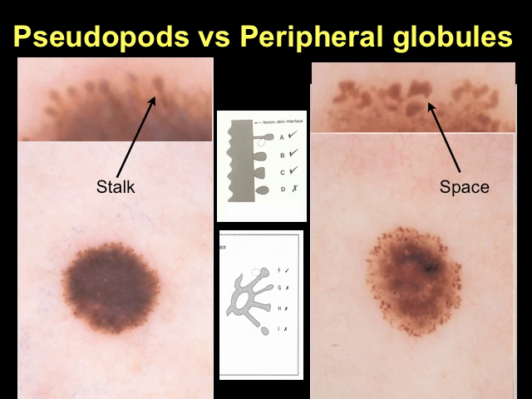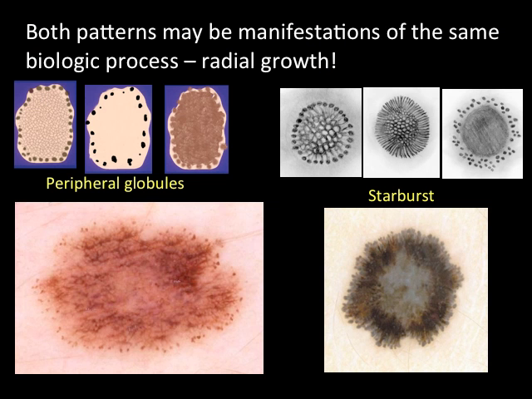Peripheral globules, on the other hand, have no stalk but instead have a space separating the globule from the main tumor mass, as can be seen in the lesion on the right. It appears that peripheral globules and streaks are manifestations of the same biologic process, namely radial growth. Peripheral globules present around the entire perimeter of the lesion of a nevus are indicative of an actively growing nevus.